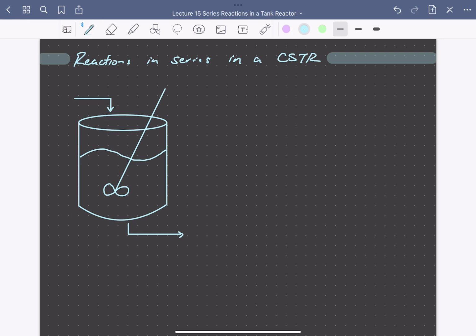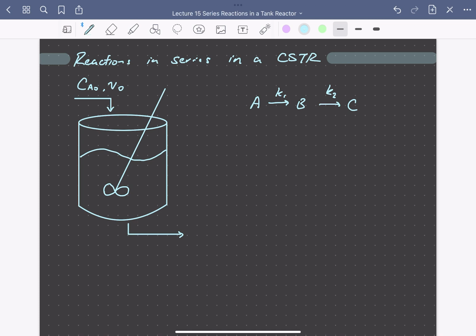Let's look at the case for series reactions occurring in a continuous stirred tank reactor. So here's the situation. We have a feed of pure A at a concentration Ca0 and a volumetric flow rate V0. And we have first order irreversible reactions occurring in series. So A going to B with a rate constant K1 and B going to C with a rate constant K2. And so these are elementary reactions as written, so they're both first order.